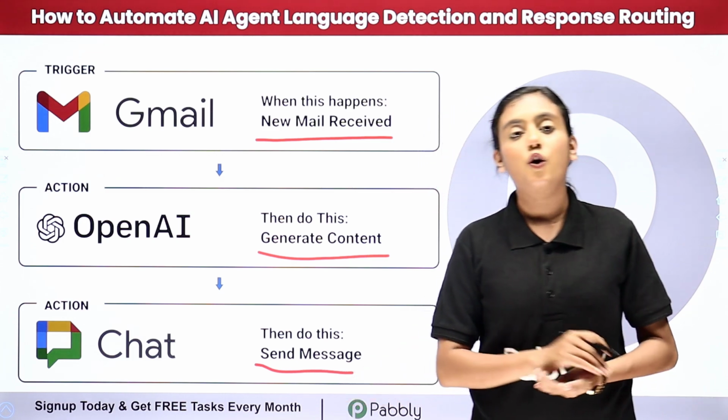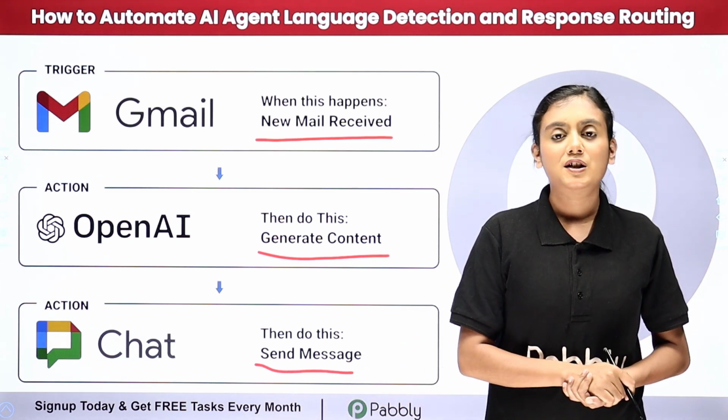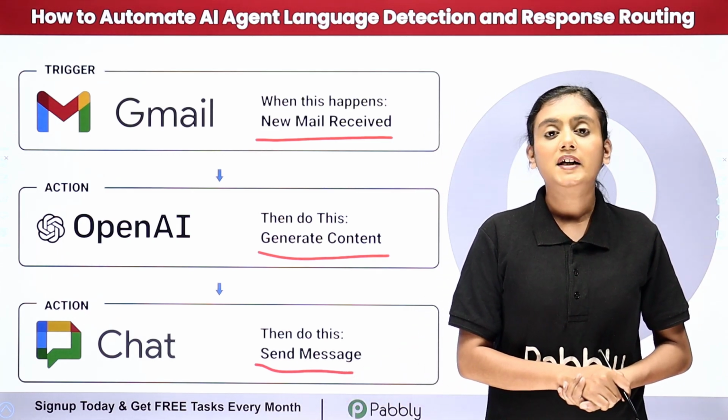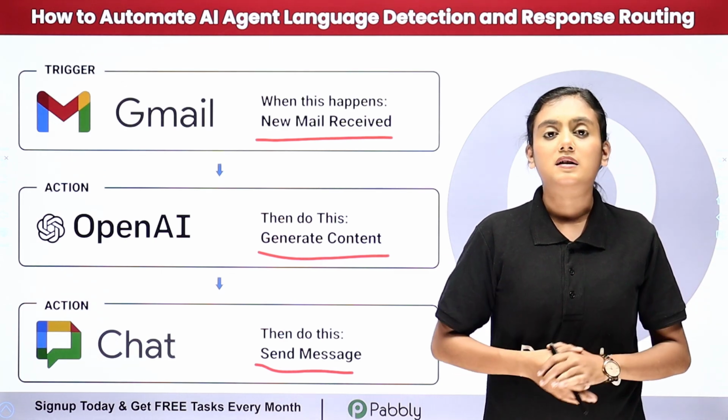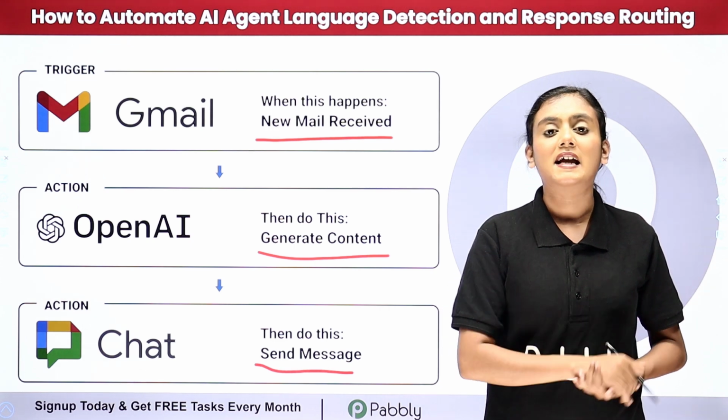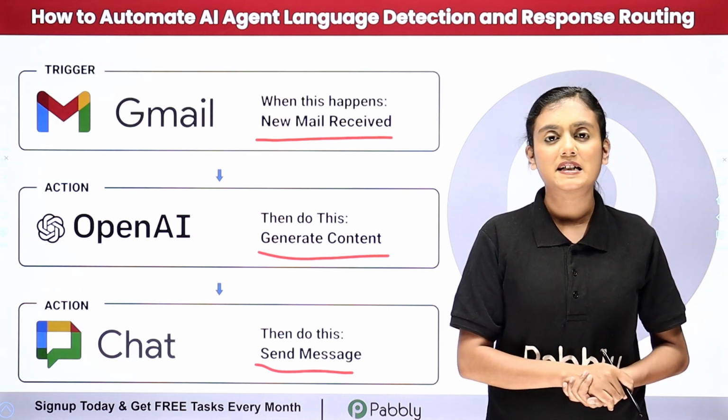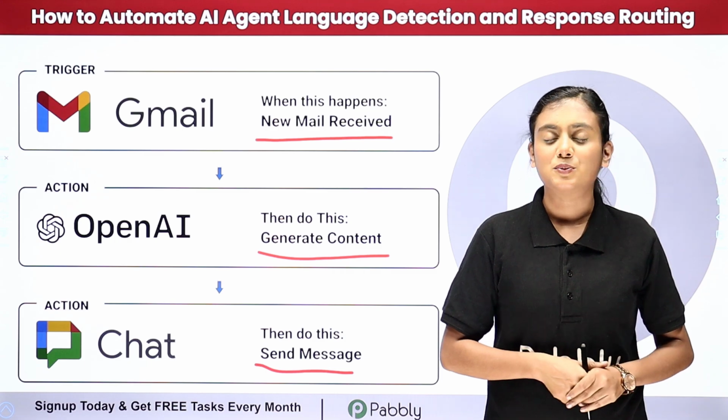A message is going to be forwarded towards that team in the Google chat space that I've created. I have created multiple Google chat spaces for different languages. Now, if you want to learn how you can create this AI agent for yourself, for your business, for that, let me take you to my screen.